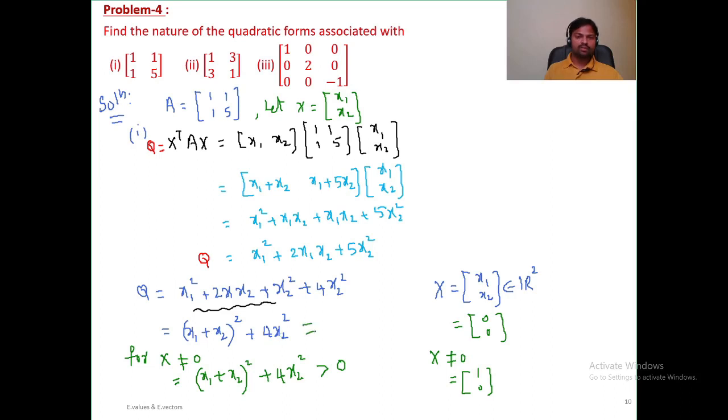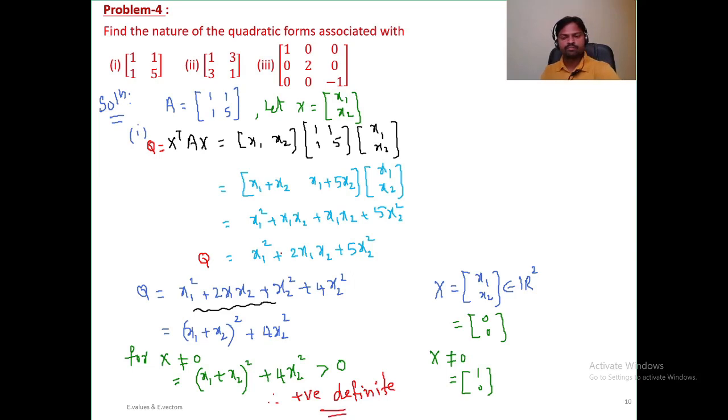Can you get 0? Can you give such x1 and x2? The only possibility is x1 = 0 and x2 = 0. Then only this expression value is 0. But can you give a non-zero value such that this is 0? You cannot. So this is always more than 0. So what is the conclusion? The quadratic form is positive definite. This is the conclusion for the first problem.